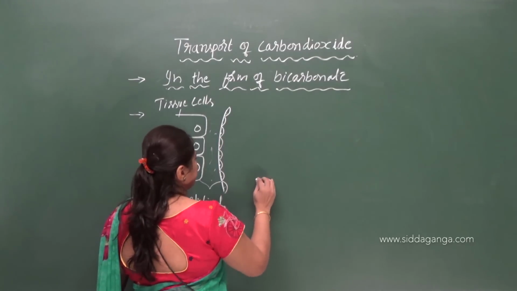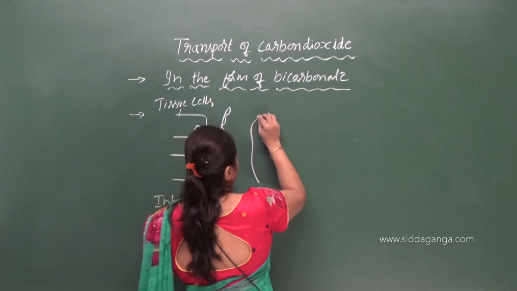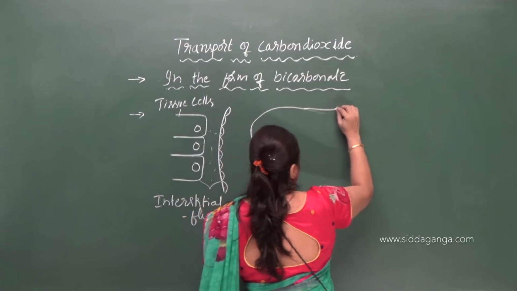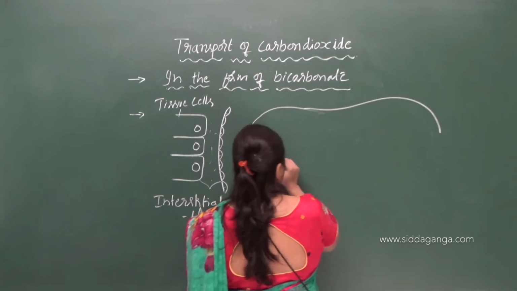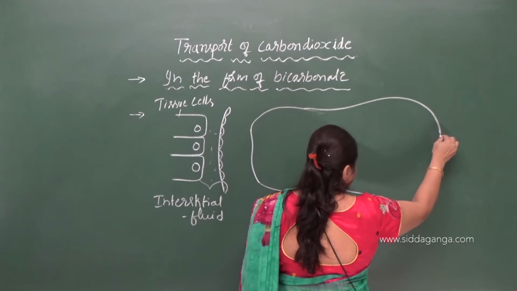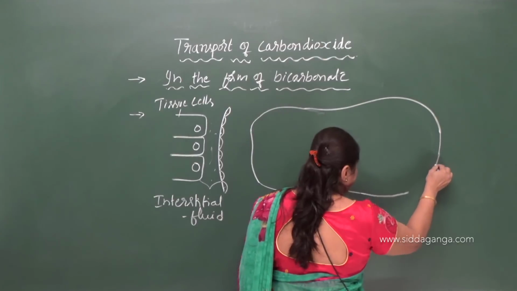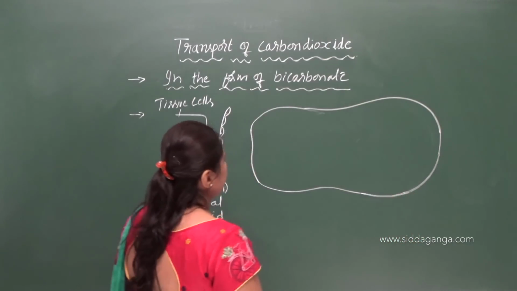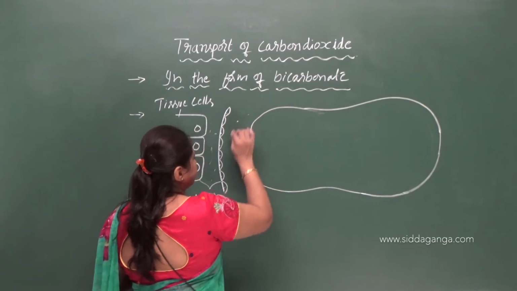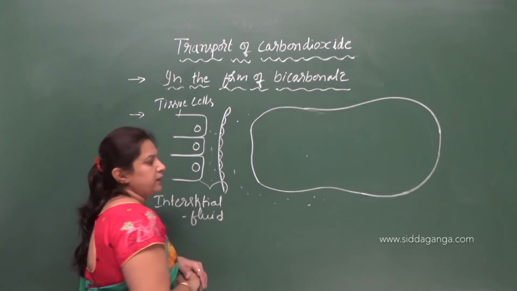Here comes the RBC. What are the components of blood? The blood has a fluid part that is called the blood plasma, and the cellular part. The cellular part includes RBCs, WBCs and the blood platelets. This is the RBC, and here is the blood plasma. This is all the blood plasma, and this is the RBC.